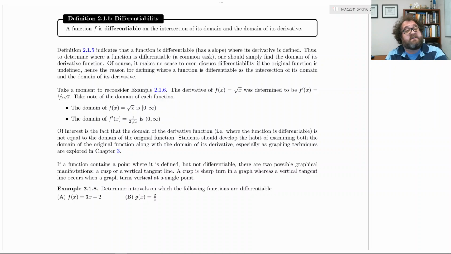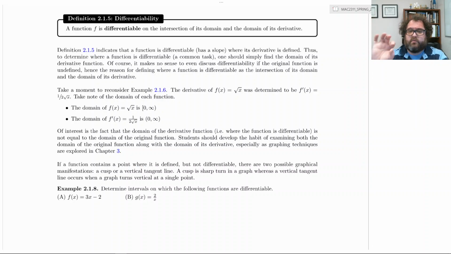We need to figure out where a function is differentiable. And it turns out it's differentiable on the intersection of a function's domain and the domain of its derivative. What does intersection mean? The intersection of two sets of numbers is the values they have in common. So example 2.16 is a very good example. It's the example we worked a couple examples ago.